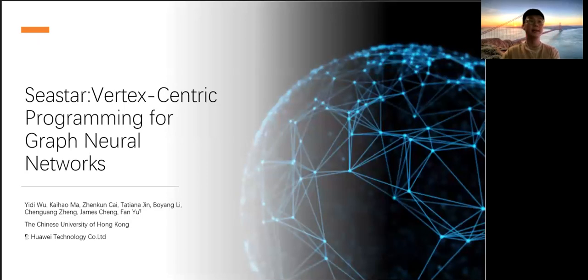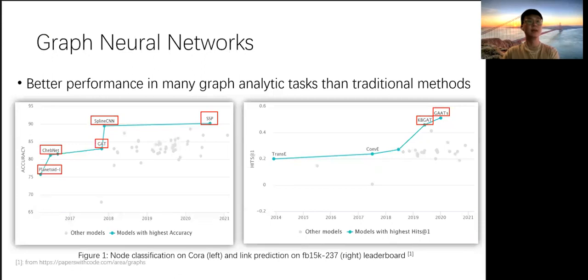I'm Weidi. In this talk, I'm going to present Seastar, Vertex-centric programming for graph neural networks. Graph neural networks, or GNNs, are designed to extract rich information from graph data, such as social networks, knowledge graphs, and more. In the figure below, the performance of GNN models are marked with red boxes. As can be seen, GNNs achieve better performance than traditional methods in many graph tasks, such as node classification and link prediction.